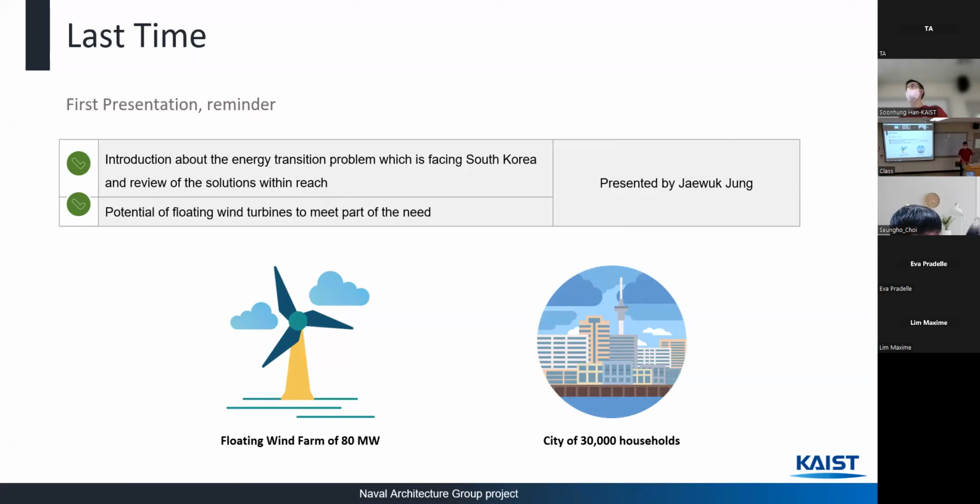But the question is, is it a 100% requirement or partial requirement? The 80 megawatts, how do you get this one? We looked at wind farms that were already made, and a wind farm of 80 megawatts was able to provide energy for a city of 30,000 households. Do you mean that 100% of the power requirement can be met by this 80 megawatts? Is it right? Yes. What is the coverage of the power requirement of the city, 100% or partial? It was 100%.